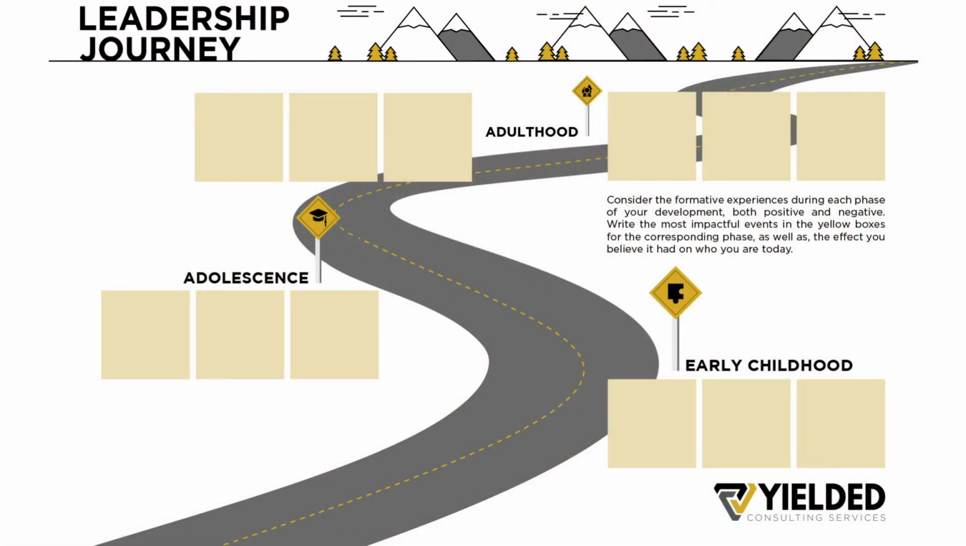You and I are a collection of experiences. Now, these experiences don't define us, but they shape largely who we are. The Yielded Leadership Journey is a roadmap to help us better understand how these experiences have shaped who we are today. What you'll first notice about the tool is there's a road through the middle.